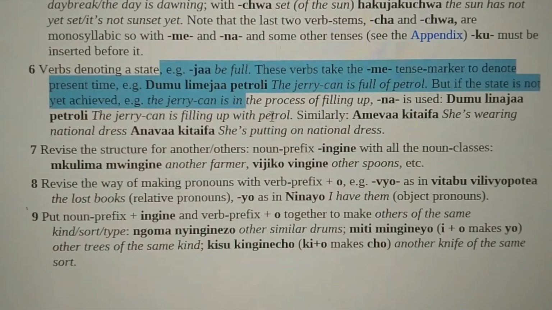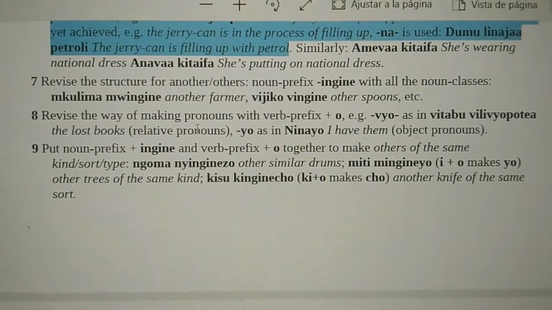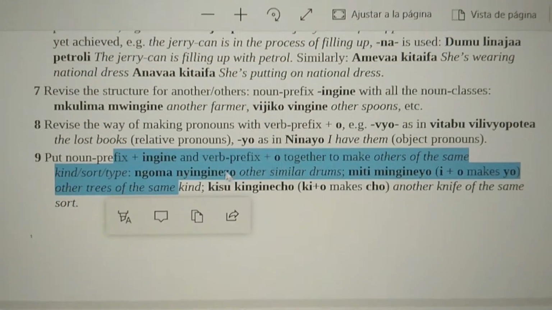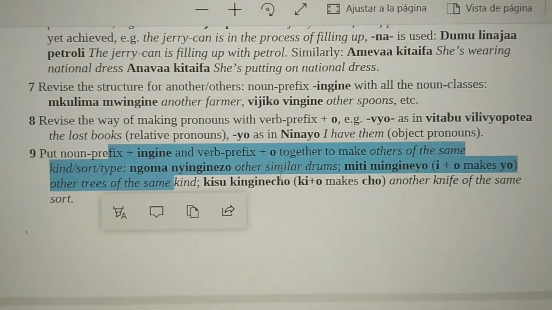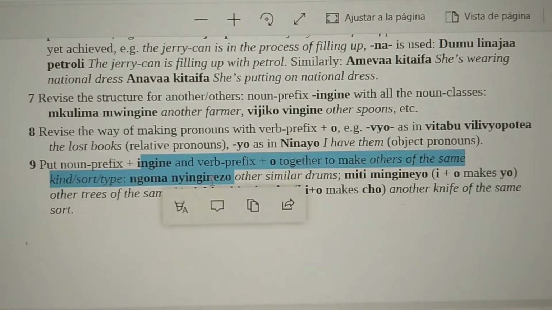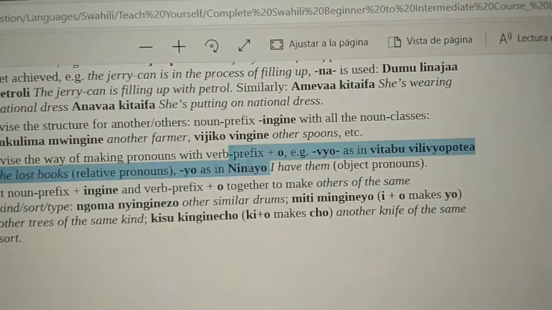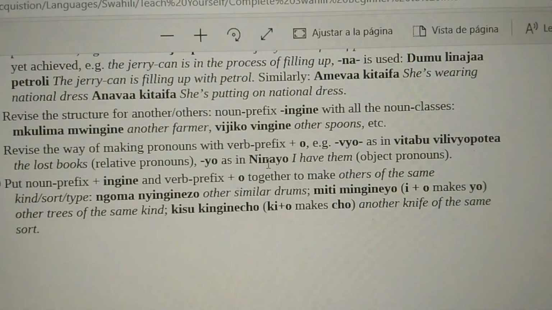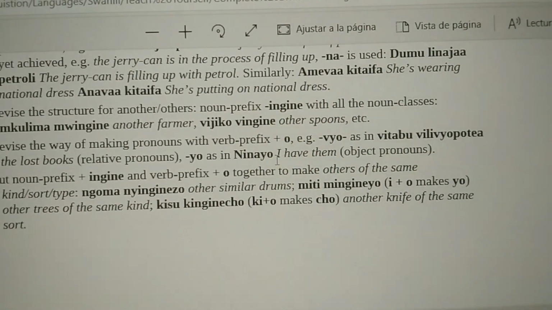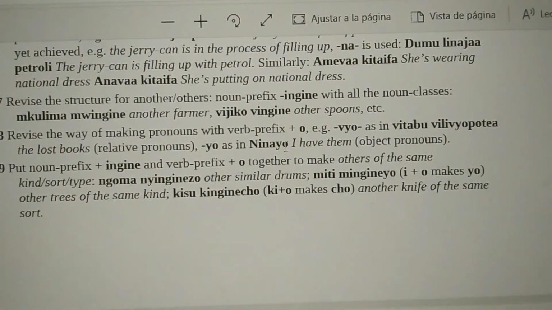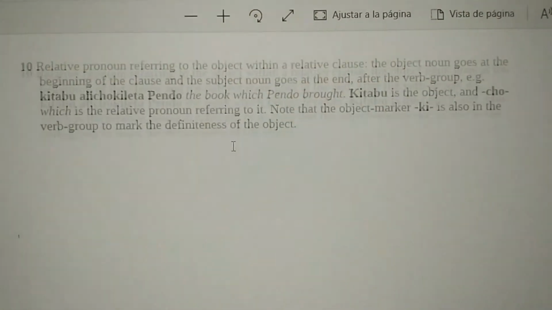This one I got through context, so I understood it. This one I got through context as well, so from this one, "ingine", like others, and how it changes. Oh sorry, this one I got, but this one I don't know what's going on either. And this one I don't understand either. I understand it in context. I know it's "nina", I have, and "jo" refers to them, so I have them, but I can't remember this, so I don't know how to construct it. Yeah, I guess I'll come back to it later.